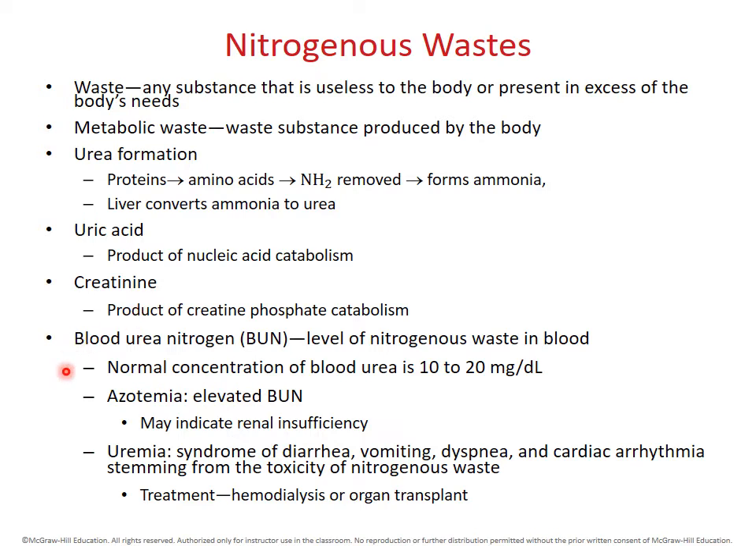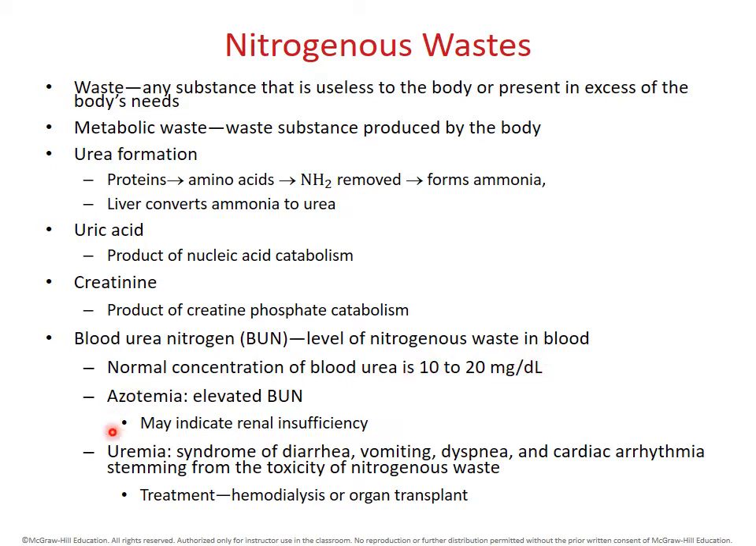When you have your annual physical and they draw blood and do blood work on you, one of the common things that is measured is blood urea nitrogen, which is abbreviated as BUN. BUN is essentially a measure of the overall level of nitrogenous wastes that are circulating in the blood. A typical BUN would be 10 to 20 milligrams per deciliter, tenth of a liter.